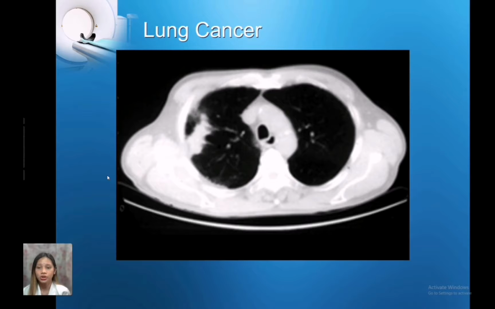So for this CT scan, it shows a cross-section of the lungs of a person with lung cancer. So this is the image of a patient with lung cancer. So this is the patient's lungs. The light areas in the right lung represent cancer.